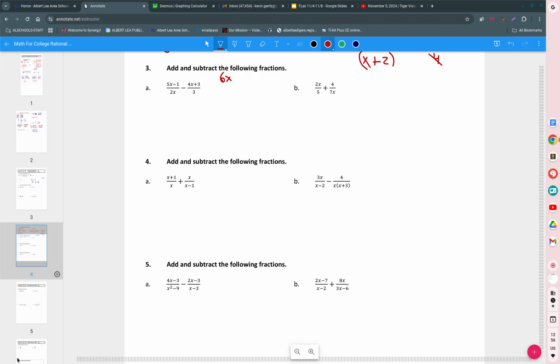So in order to make this a 6x, I need to multiply the top and bottom by 3. And in order to make the other one a 6x, I multiply the top and bottom by what? 2x. So we have a 15x minus 3 on top. On the bottom, we have a 6x. Minus, again, you're going to multiply the 2x to each of these pieces. It's going to be an 8x squared and a plus 6x. All over 6x.